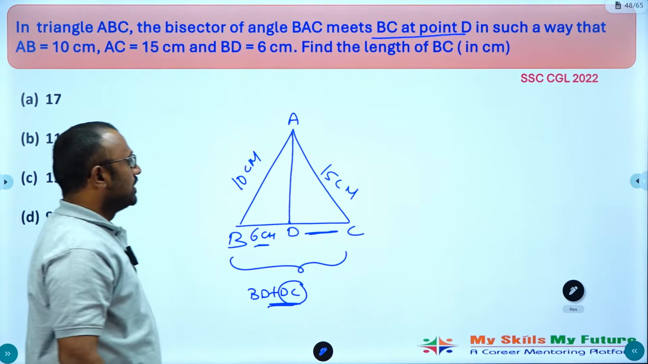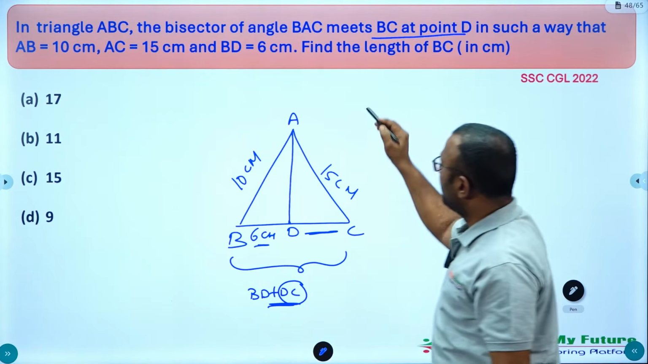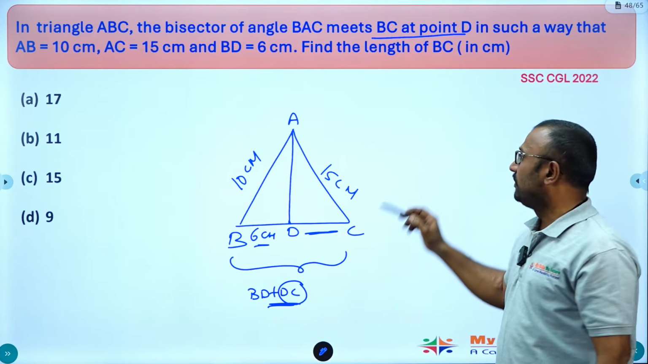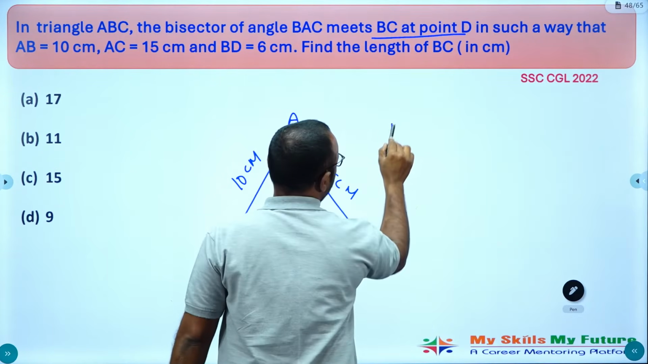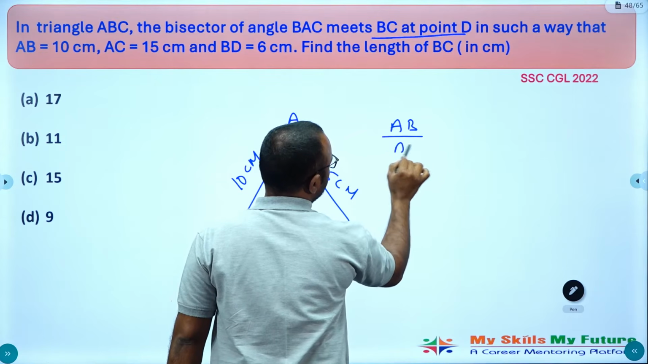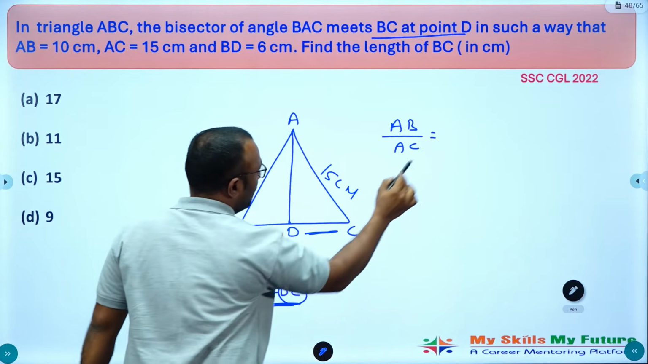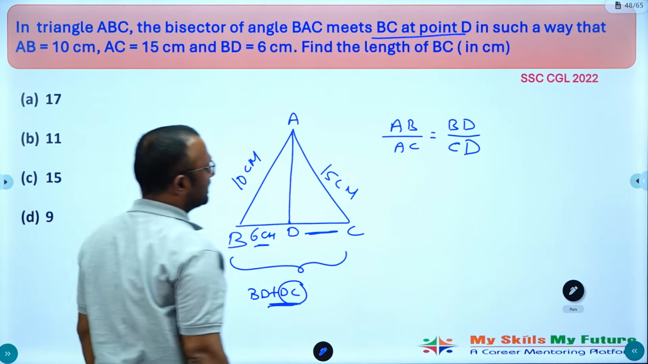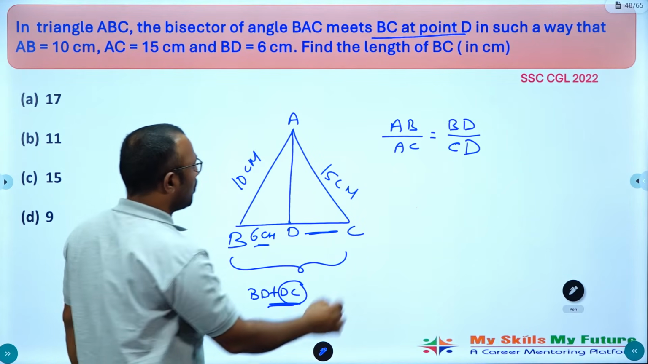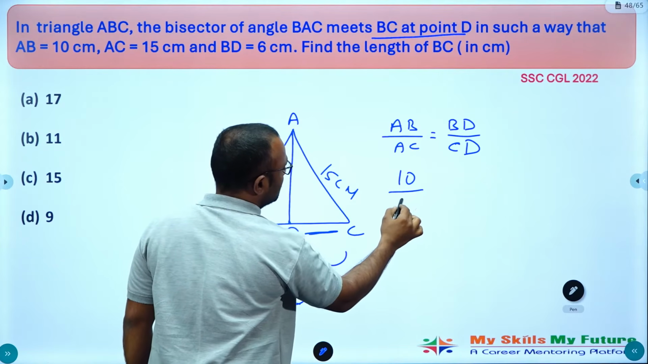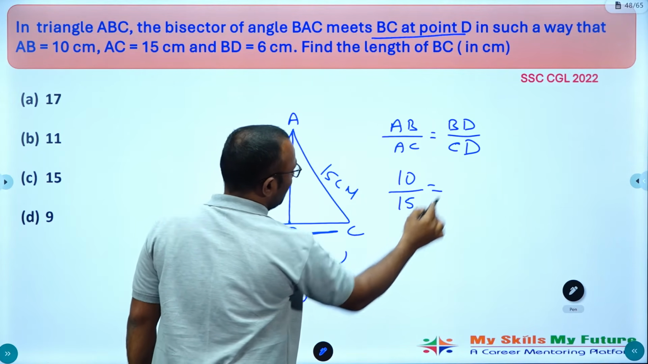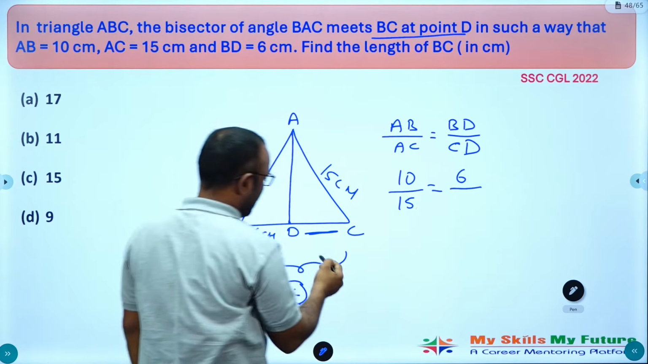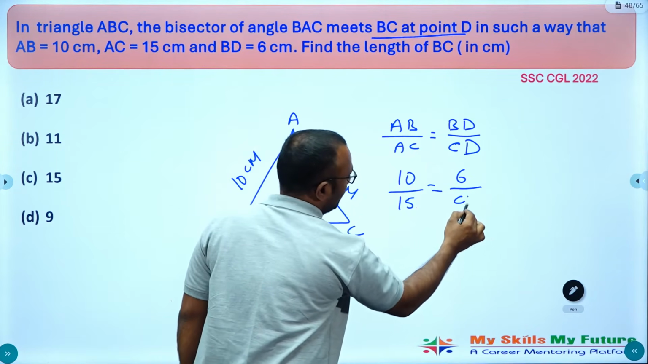So here, by using the angle bisector theorem, we find that AB by AC is equal to BD by CD. This is the angle bisector theorem. So AB is equal to 10 centimeters, AC is equal to 15 centimeters, which is equal to BD, which is 6, and we need to find the CD value.